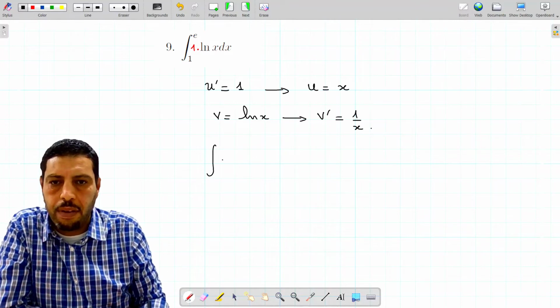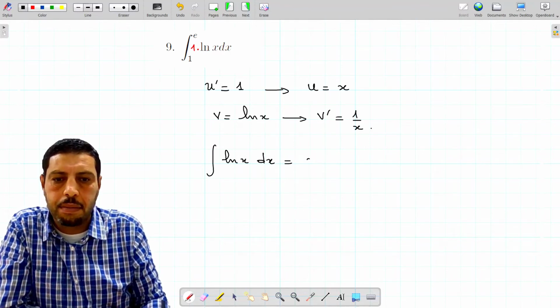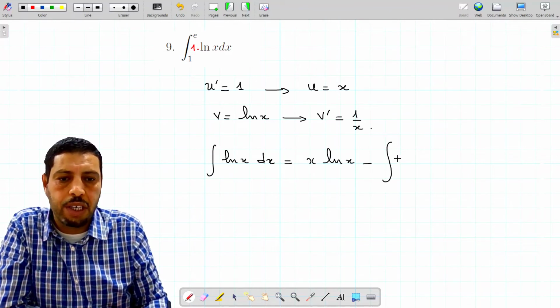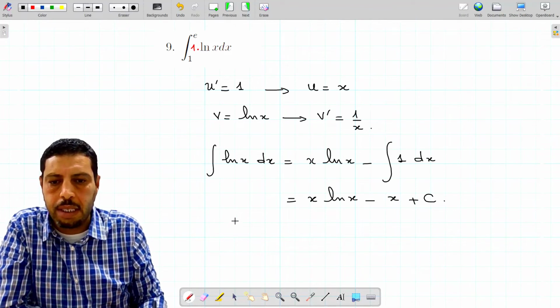So let's compute the indefinite integral first, and then we'll compute the definite integral. So the integral of ln of x dx is equal to u times v. It means x ln of x minus the integral of u times v prime. It means x times 1 over x, which is 1 dx, which gives x ln of x minus x, since the integral of 1 is x. Of course, you can put plus c here, but it doesn't matter since we don't need the c in the definite integral.